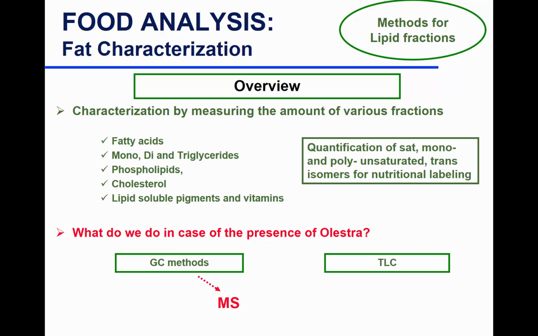So fat characterization includes also looking at the different lipid fractions. So we will look at fatty acids, the composition of fatty acids, mono, di, and triglycerides. Mono and di are important to measure because they don't contribute 9 calories, so you want to make sure you factor that in. And then phospholipids, cholesterol, lipid-soluble pigments, and vitamins. They're all under the lipid fraction, but they are actually different components of the lipid.